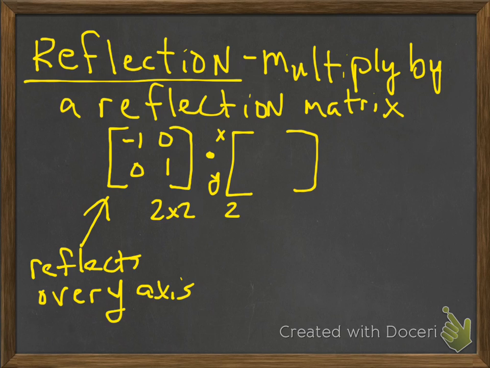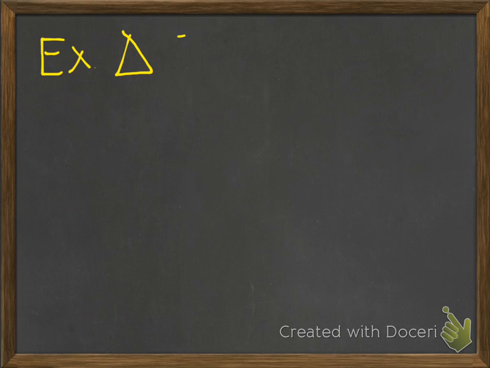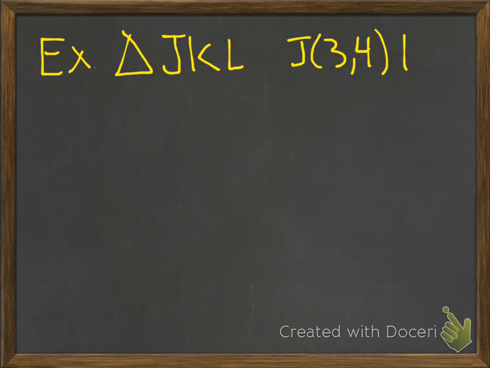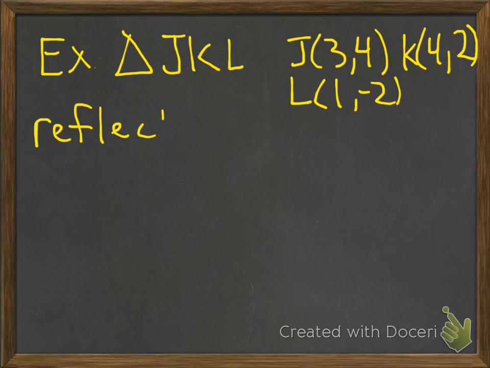This one will reflect the coordinates, or whatever figure you have, over the y-axis. Does the identity matrix always have to be the positive? Take the triangle JKL, where J is 3, 4, K is 4, 2, L is 1, -2, and reflect it over the y-axis.